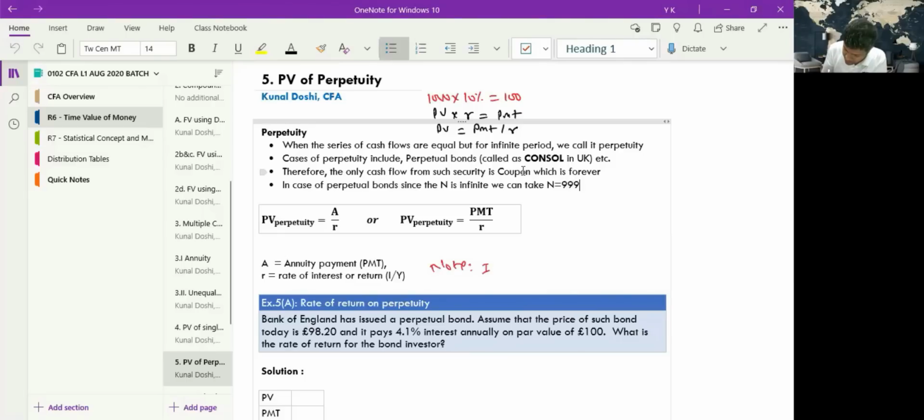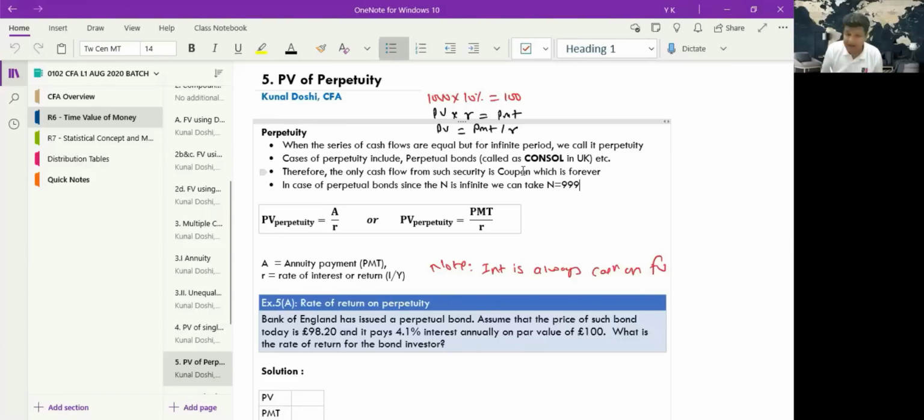Interest is always calculated on face value and not on price. Similarly, in equities, dividend is always calculated on face value, not on the share price. Correct? So here I'm going to get 4.1% interest on 98.2 or on 100? 100. Correct. So can I say my annuity amount will be 4.1% on 100, which is nothing but 4.1?